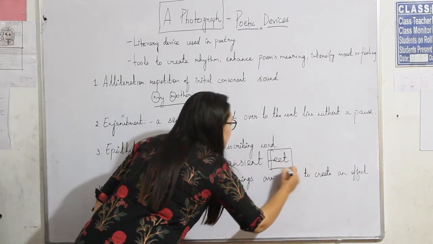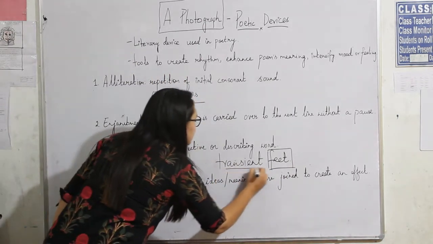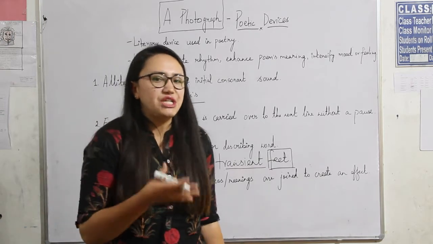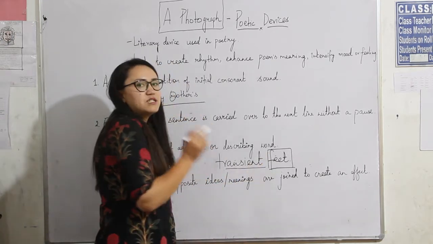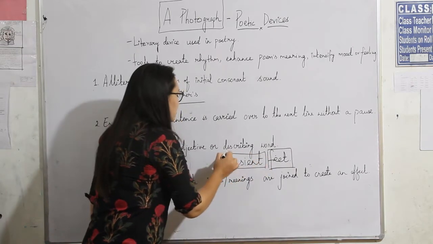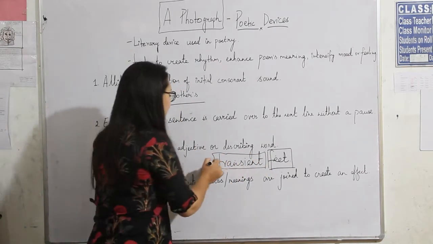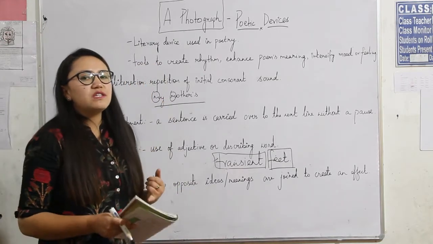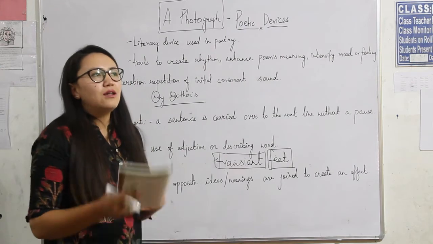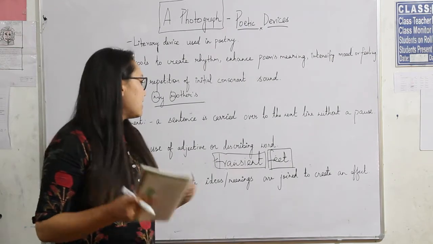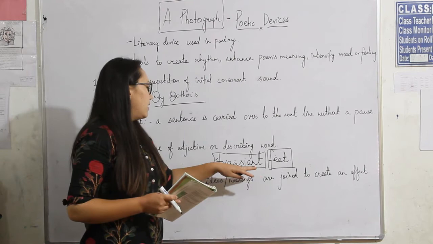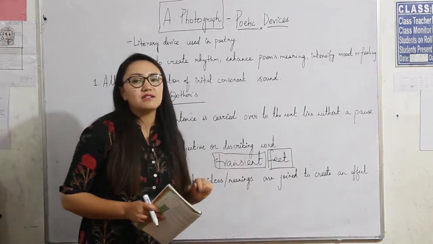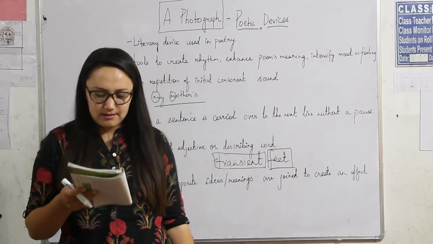Now this feet is described as transient, something which is not permanent, which is subjected to change. So transient is the epithet here. Epithet is the use of an adjective or any describing word along with some other word which will describe its meaning. So feet is being described as transient, so that is why epithet is transient.